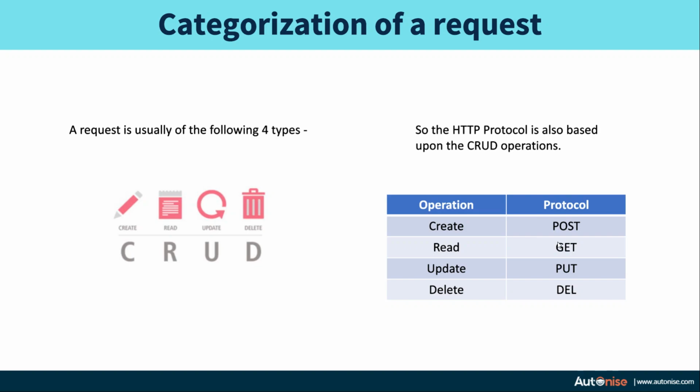So how do we send the information that we want to create some data entry? We do that by using the POST method in HTTP. Then how do we send a read operation? We do that by using the GET method. If we want to do the update operation, we use the PUT method. And if we want to do the delete operation, we use the DELETE method. So corresponding to each task which a user might do on a website, we have a method. There are many other methods as well, but these are the four most important and useful ones.